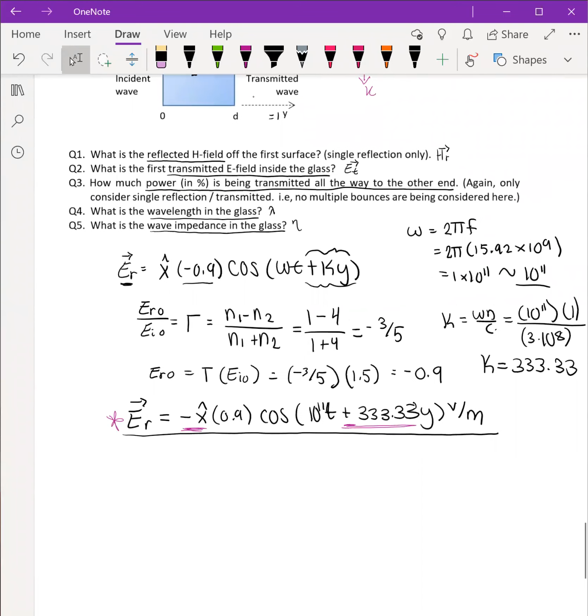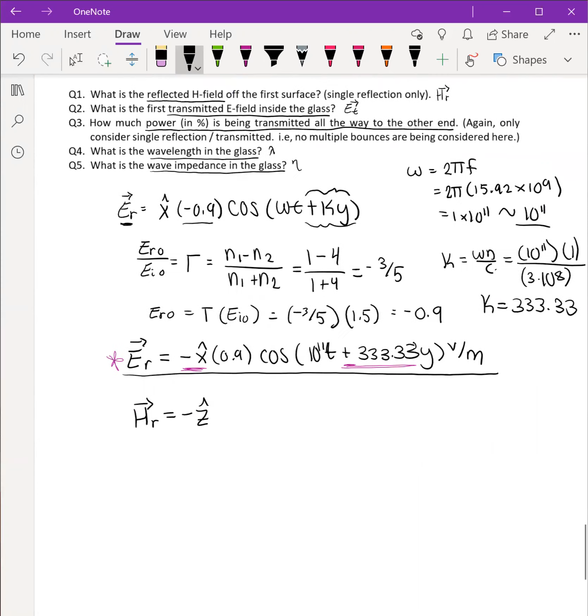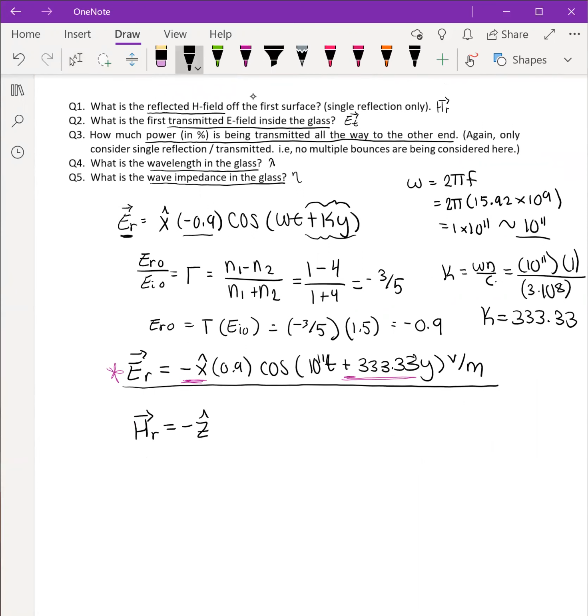And that's what we want to find in this problem, the reflected H field. So we said that's going in the minus z hat direction. And now we need to find the magnitude. The magnitude can be found from what we have, our reflected E field magnitude, and what we're trying to find, our reflected H field magnitude, and that's related to eta. And eta is eta naught divided by n. Eta naught is the wave impedance in a vacuum, which is 377 ohms, divided by n, which is our index of refraction.